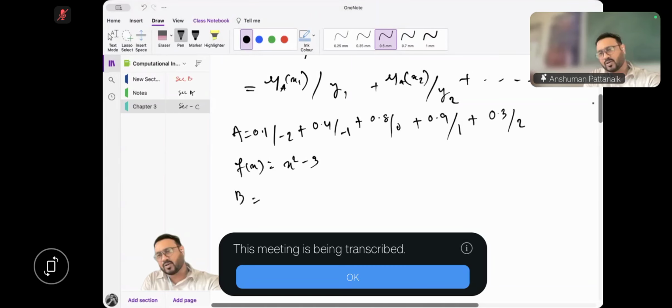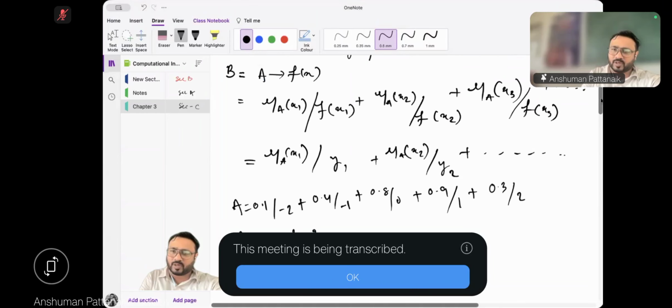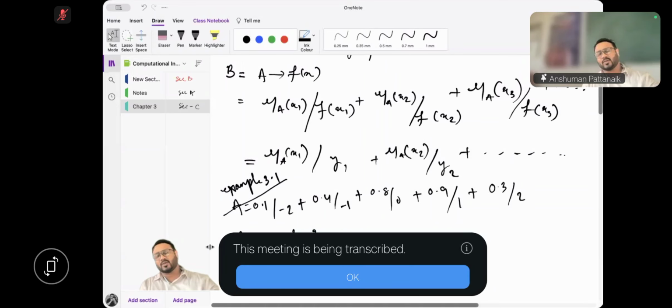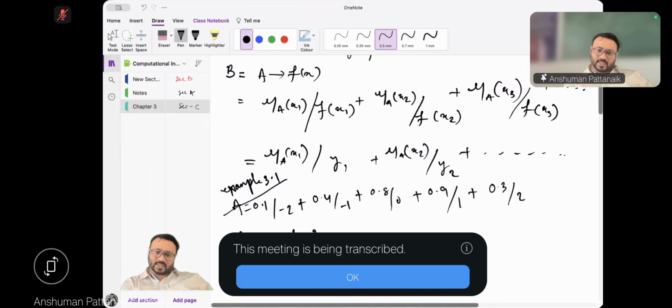What did you understand from the previous example? This is the example with explanation, and this is the question. This is example 3.1, chapter 3, first example. Try to solve it. Take 1 or 2 minutes and solve it. Then I will discuss what is the extra bit.